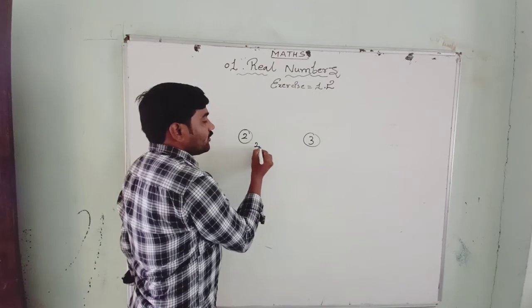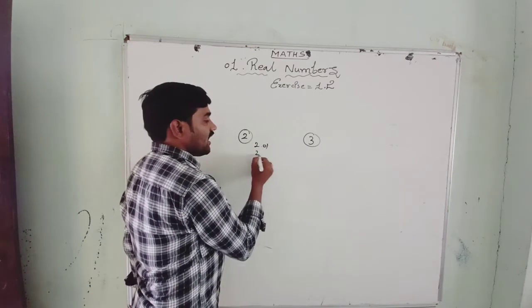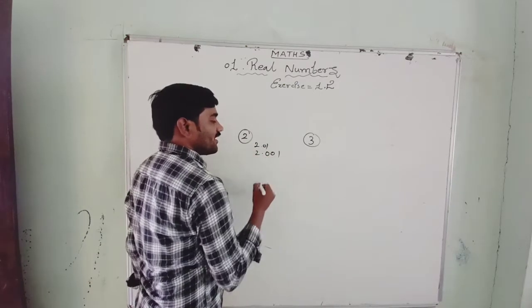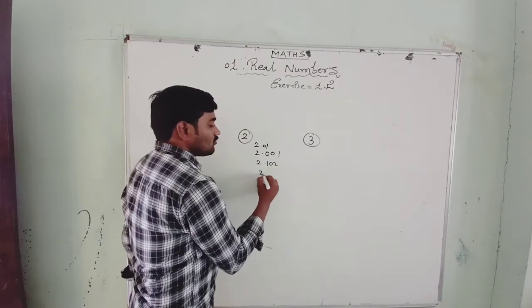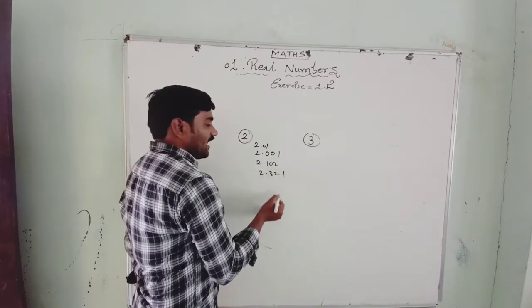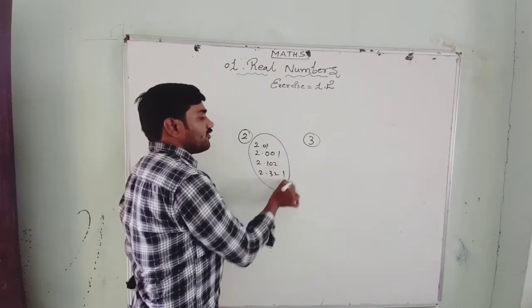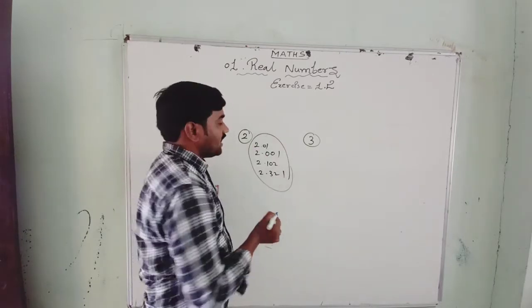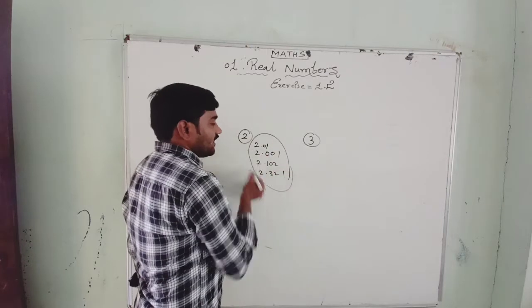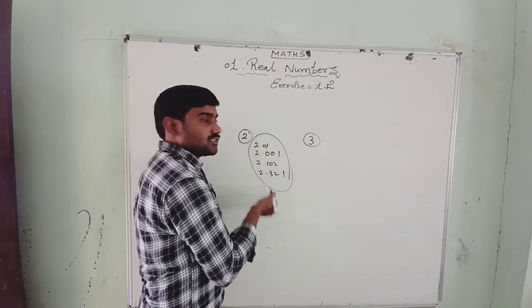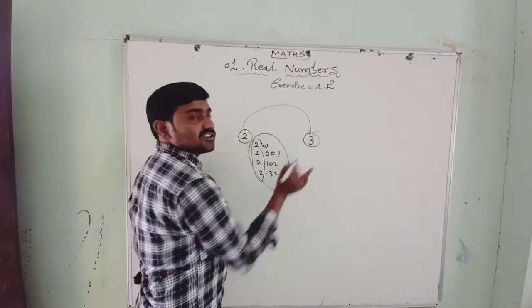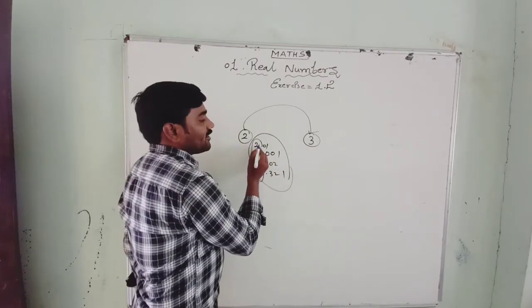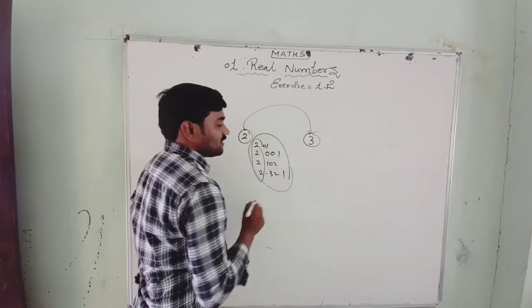See, after 2, I will write 2.01, or 2.0001. Okay, 2.102 I will write, 2.321 I will write. Like this, I can make infinite decimal numbers. I can write infinitely many decimal numbers between 2 and 3. These all are 2 only. I don't go for 3. After 2 only I can write infinitely many decimals.